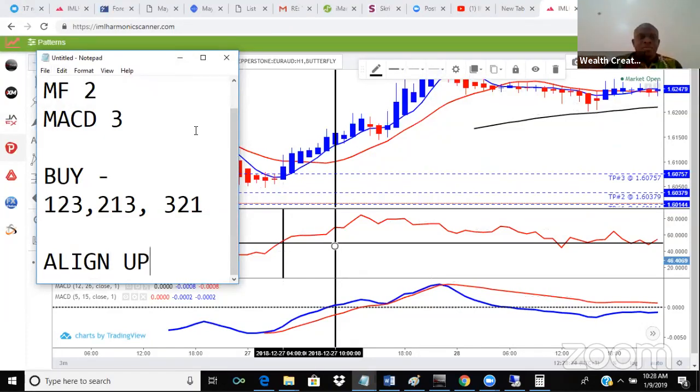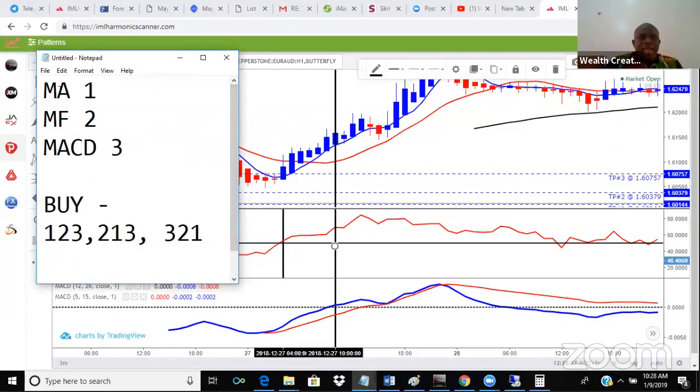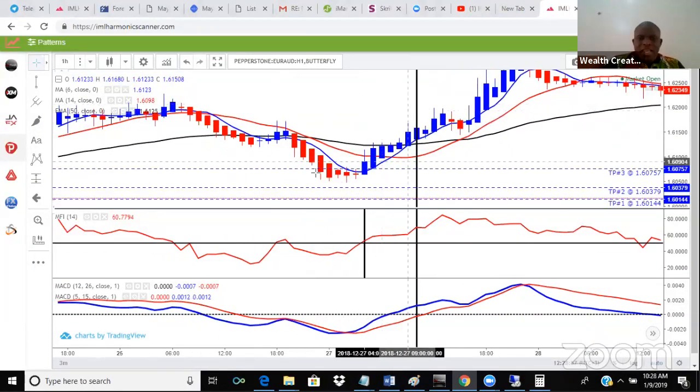Let me come again. My moving average, which is MA, is 1. So in this scenario, guys, what has happened? The money flow entered first, which is 2, followed by the moving average, which is 1. Then now the MACD crossed up, which is 3. I will enter and pick my 10 pips. Fantastic. Here, awesome.